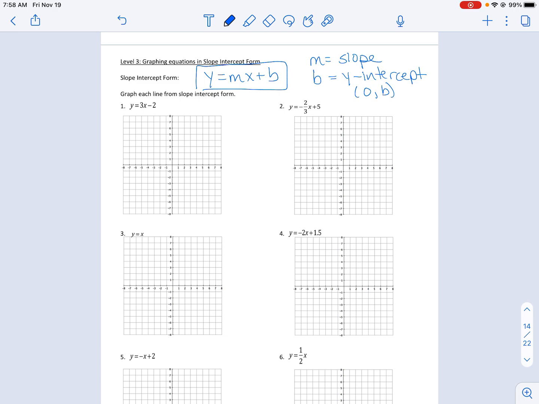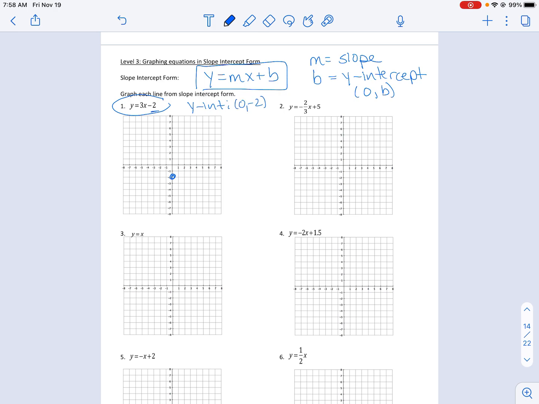So as long as you have an equation in this form, y equals, you can always pick out the slope, pick out the y-intercept. So let's do a couple together. If I look at this first equation, the y-intercept is what I always try to find first. So my y-intercept is going to be (0, -2). It's this number right here.